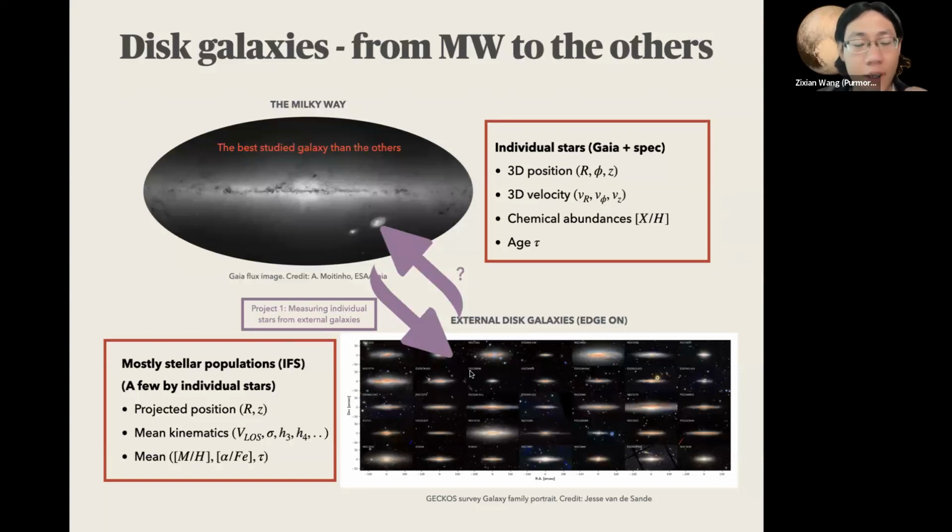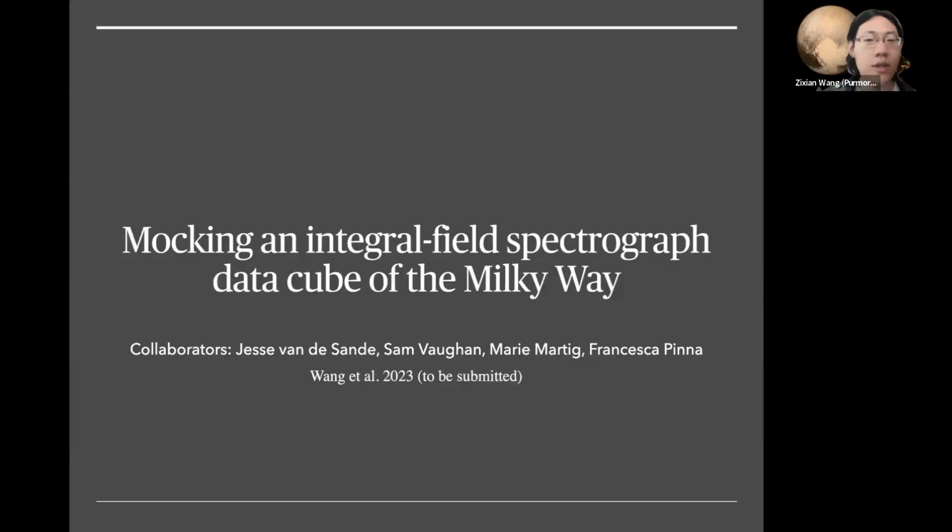So assuming we have a mock observation of the Milky Way as an external galaxy, then we might get these stellar parameters in the same definition as this. And then we can compare them directly, and there will be no systematic bias. So this is what my second work did. I mocked an integral field spectrograph data cube of the Milky Way. This is in collaboration with Yesa, Sam, Marimatic, and also Francesca Pina.